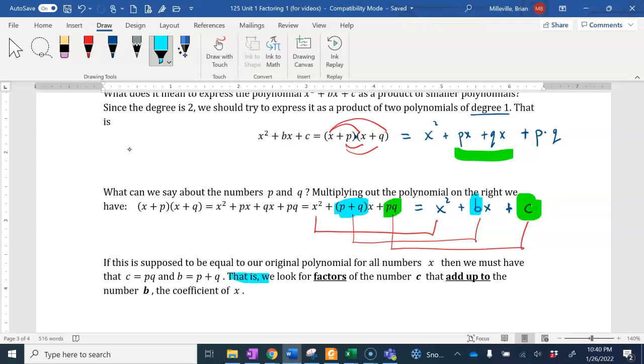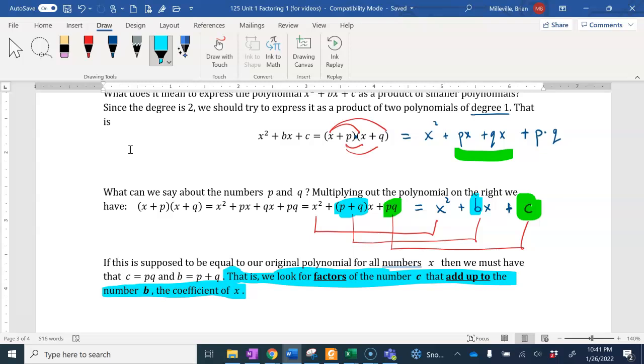And this is the key right here in words. What are we looking for? Factors of the number c, the constant term of our polynomial, that add up to the number b, which is the coefficient of x. Alright, so let's get some practice working with factoring trinomials.